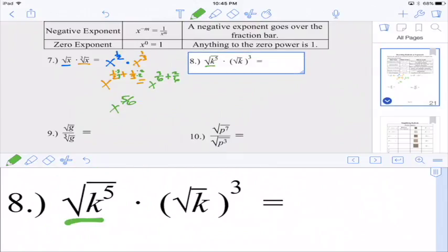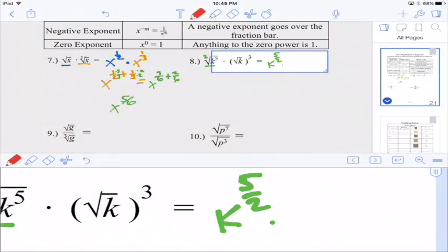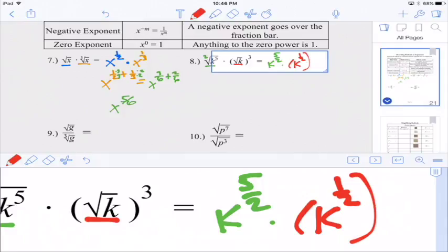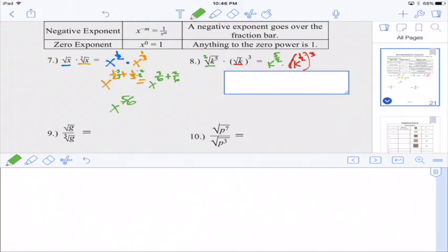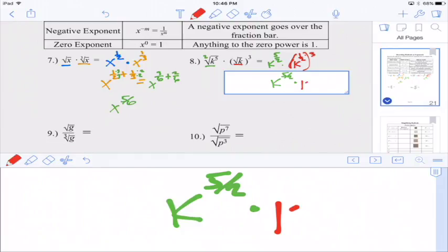Now I'm going to change this k, so it's going to be k to the 5/2, right, because that's a square root, times k. I'm going to do the inside first to show you how this works. This is k to the 1/2. That's all inside, and then we still have that 3 on the outside. Well, you can see that we're raising a power to a power. When we raise a power to a power, we multiply. So this k to the 5/2 stays the same, and this is now k to the 1/2 times 3.